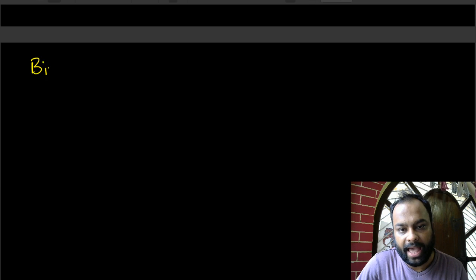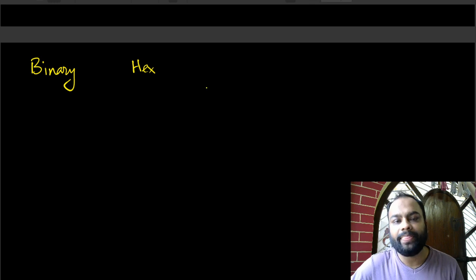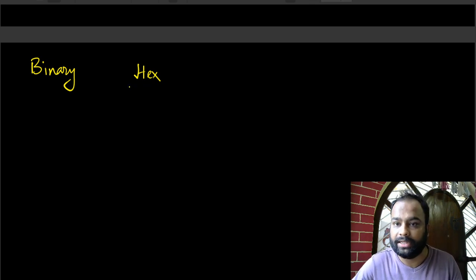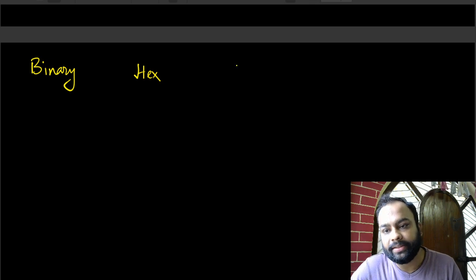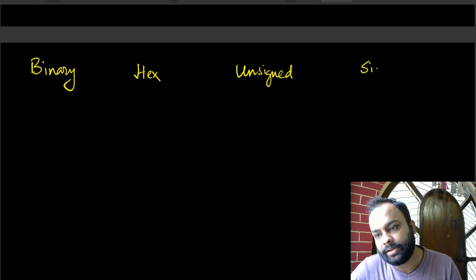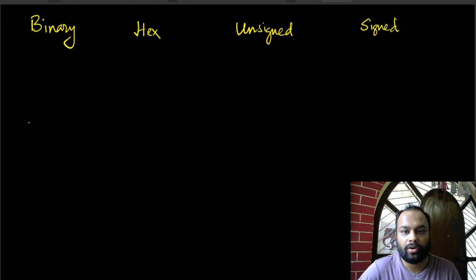Let me draw a table then. In the table I have binary, then I have hexadecimal, and if the number is considered signed, and again it's entirely up to us whether we are treating signed numbers or unsigned numbers. Okay, hexadecimal number, this is unsigned, this is signed. Okay, all right.